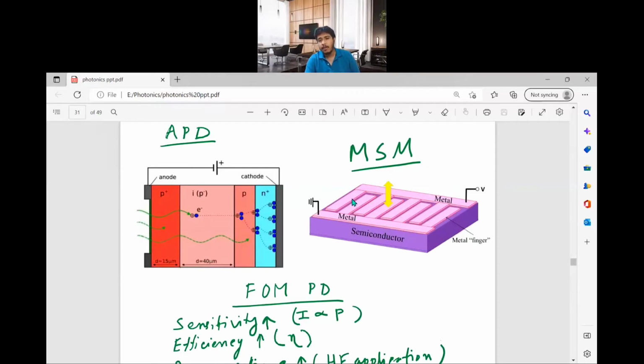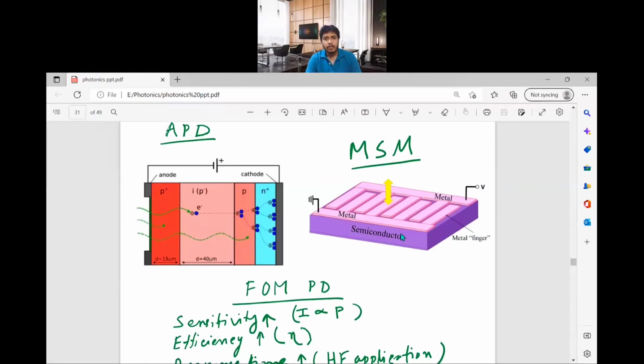You can use a transparent electrode also, so that light can be transmitted through this transparent electrode and reach the semiconductor. So more light can be absorbed. So the trade-off is there. So more research is going on in them also.